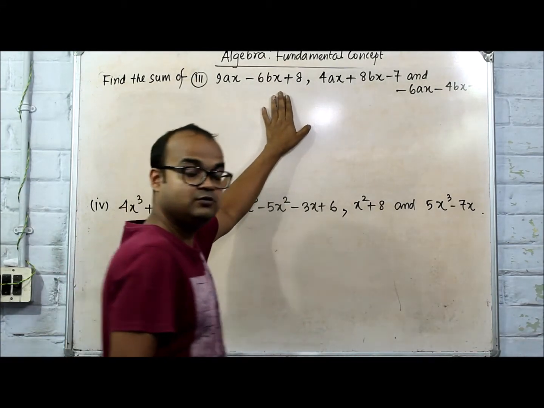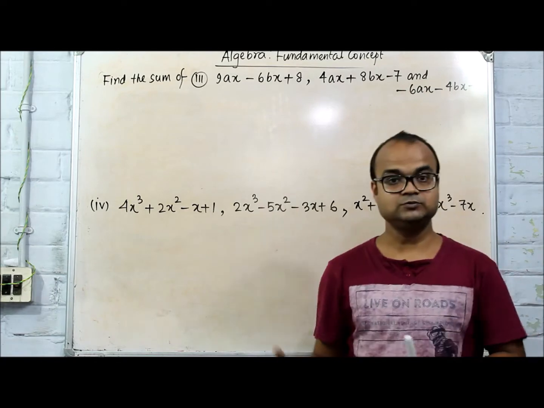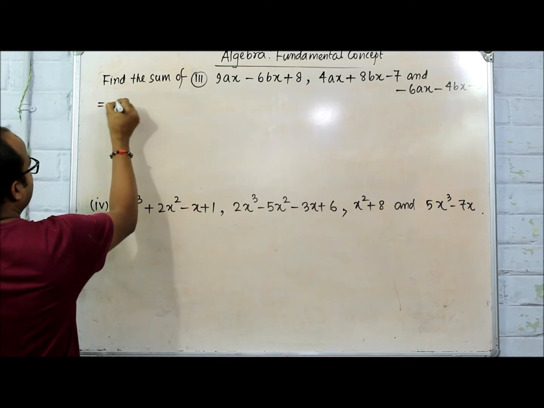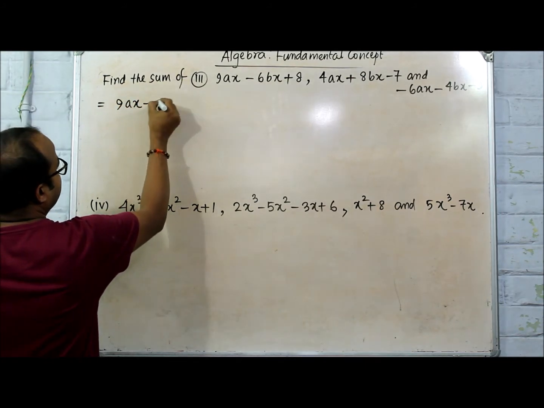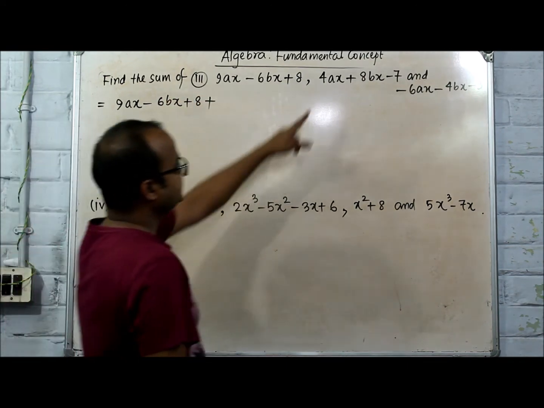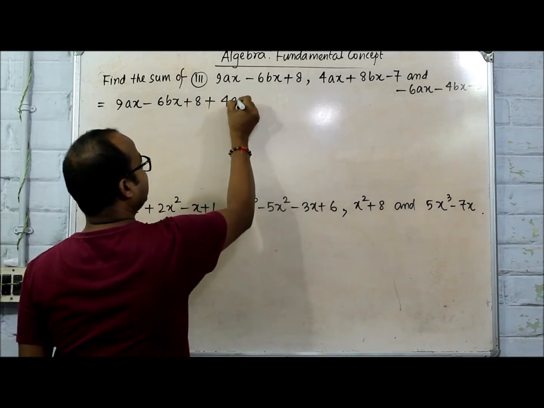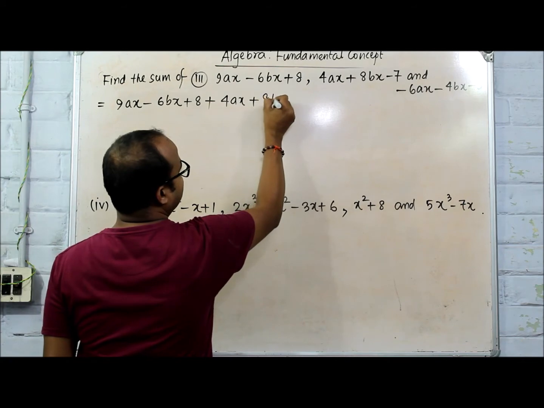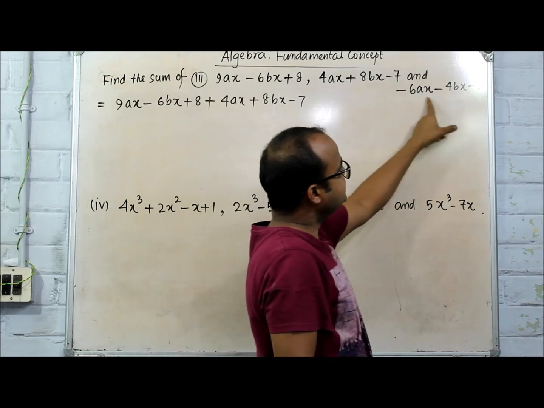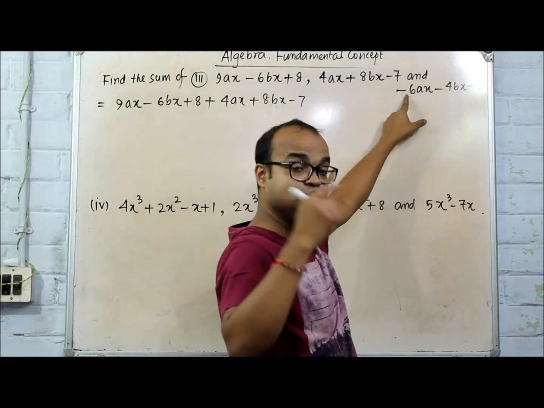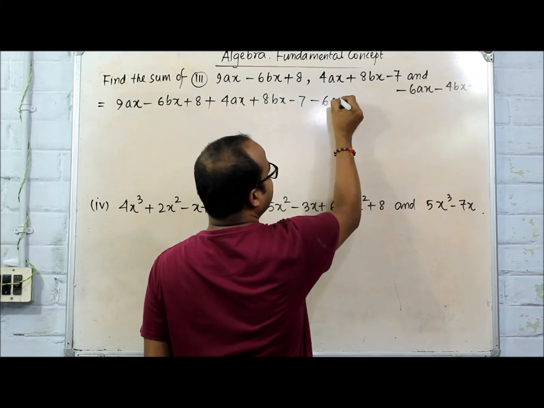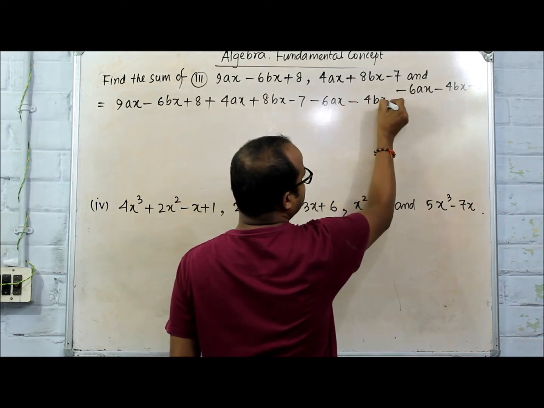First, as I told you, write the terms putting the plus sign in between. So we write 9ax minus 6bx plus 8, plus, we write the next term, 4ax plus 8bx minus 7. Now we put the plus sign. Since all signs are negative, no need to change the sign. Plus sign will not affect this sign. So minus 6ax minus 4bx minus 3.